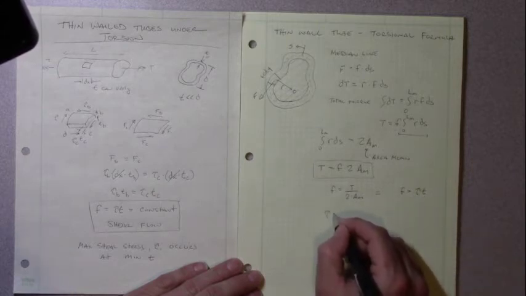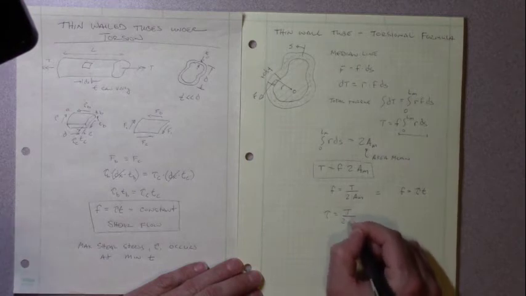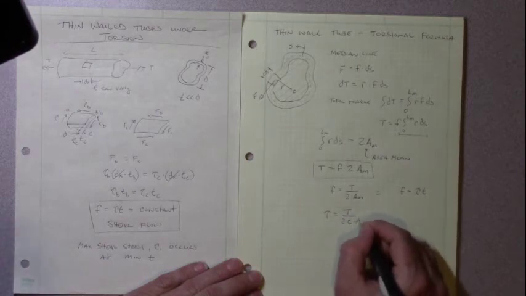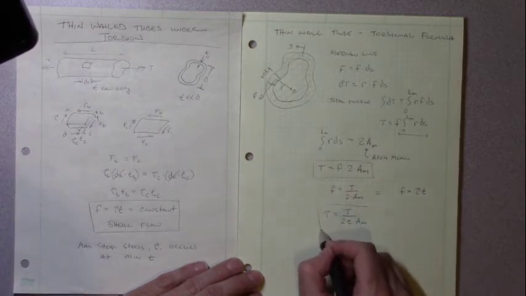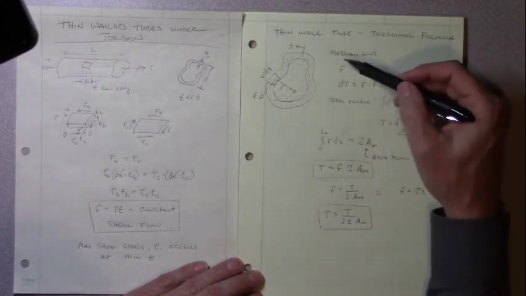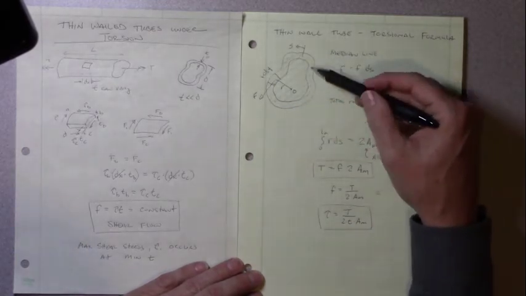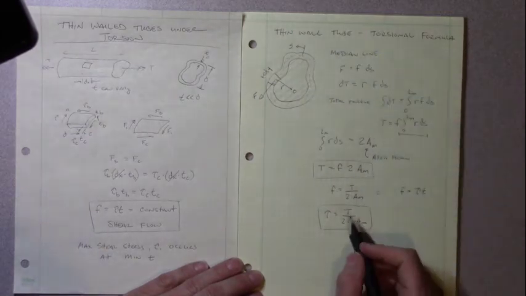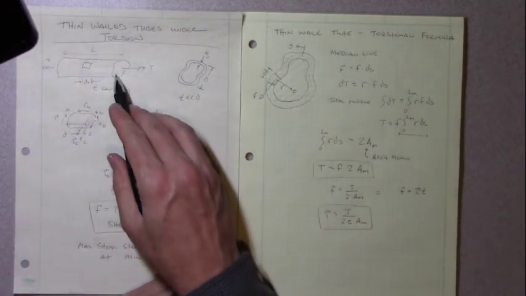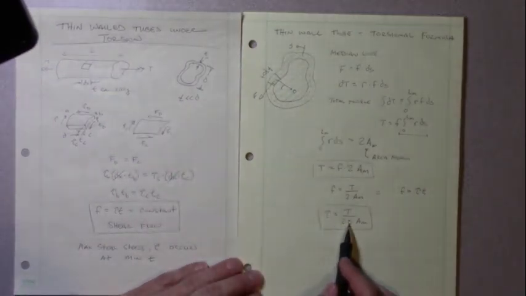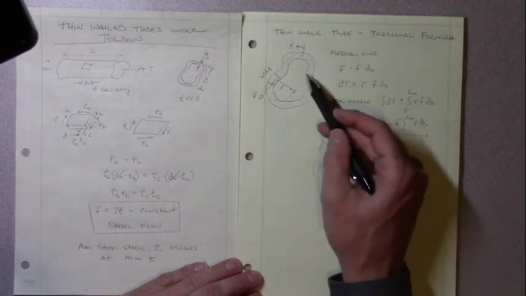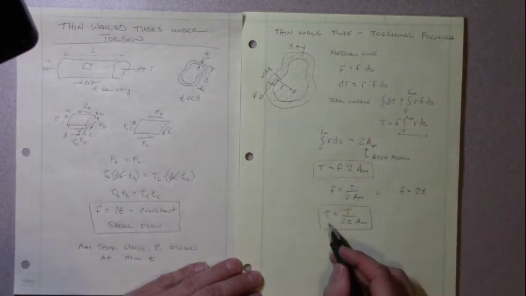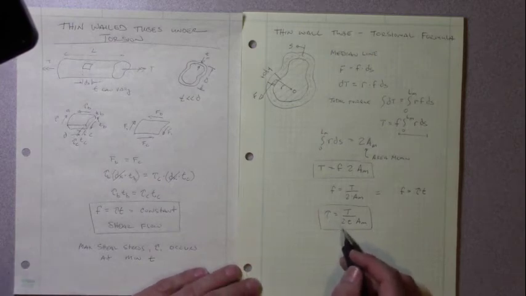So in this case, we get tau is equal to T, our torque, divided by 2 times our thickness times our area mean. So this is our shear stress equation. If we have a thin wall section, and we know the torque being applied to that section, we know the thickness at any point in that section, and we know the area mean, we can calculate our shear stress.